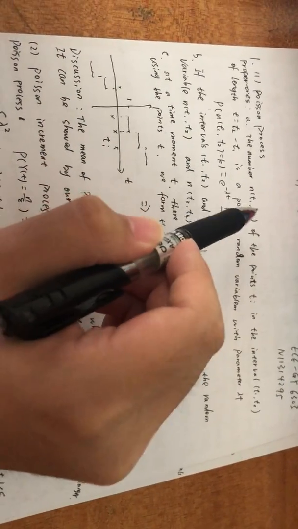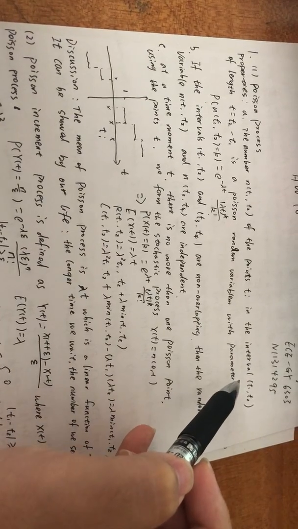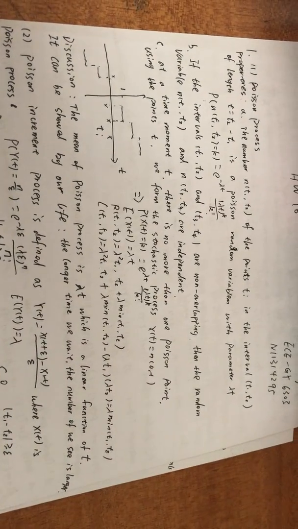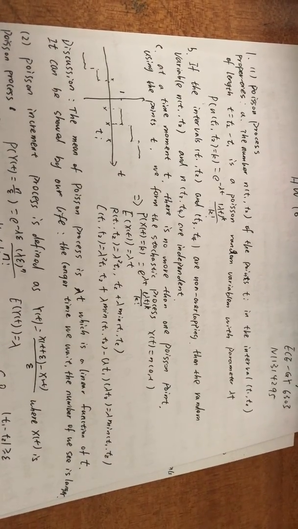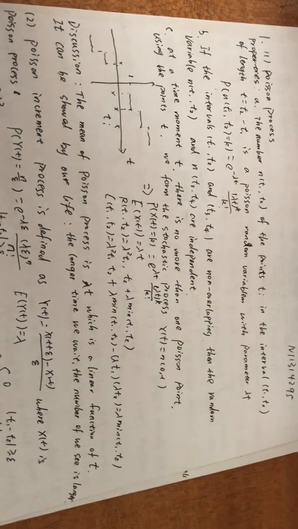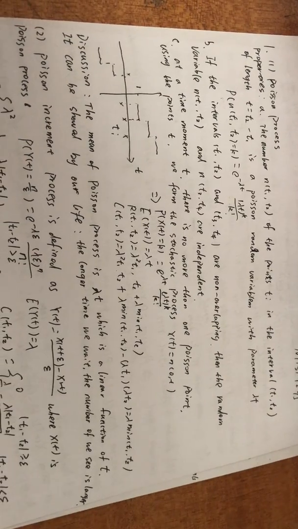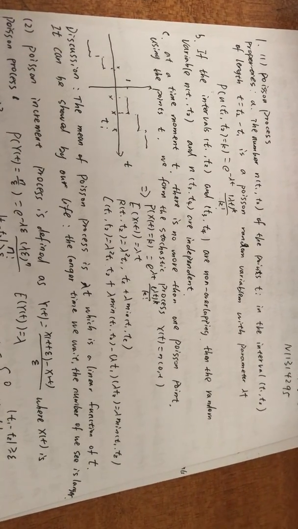The first one is that the number n(t1, t2) of the points in the time interval of length t equal to t2 minus t1 is a Poisson random variable with parameter gamma t. The second one is that if the intervals (t1, t2) and (t3, t4) are non-overlapping, then the random variables n(t1, t2) and n(t3, t4) are independent.